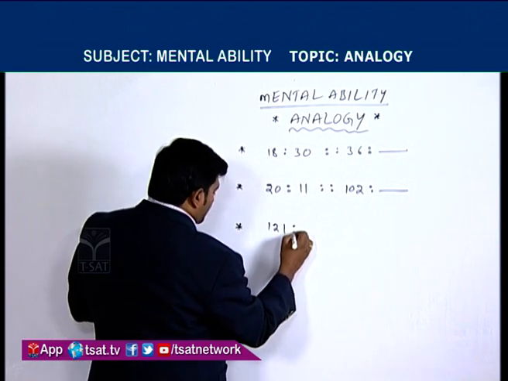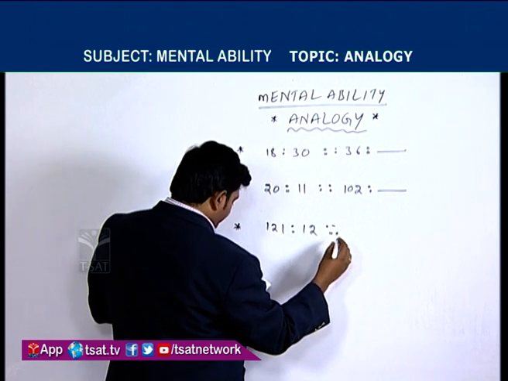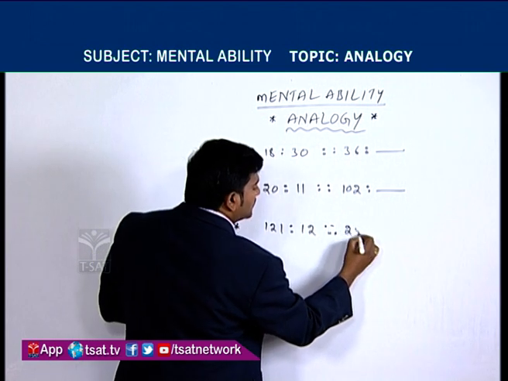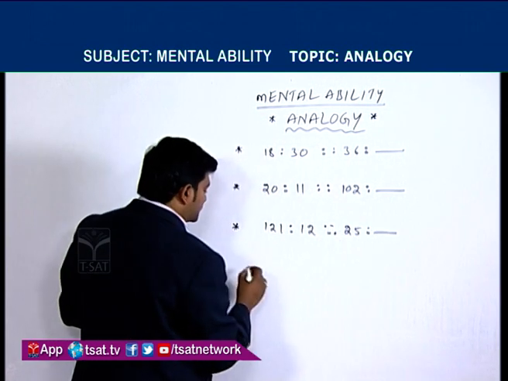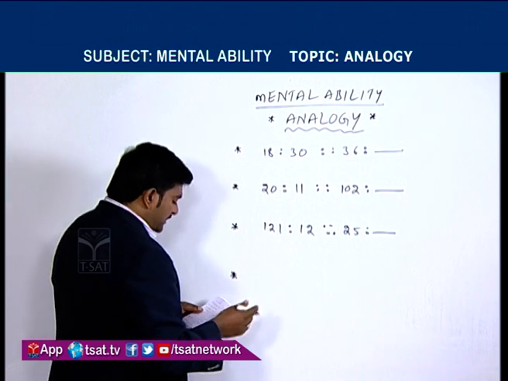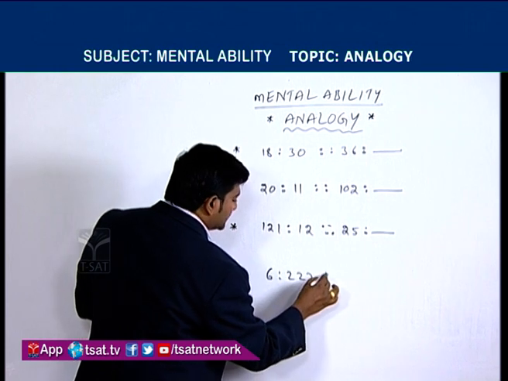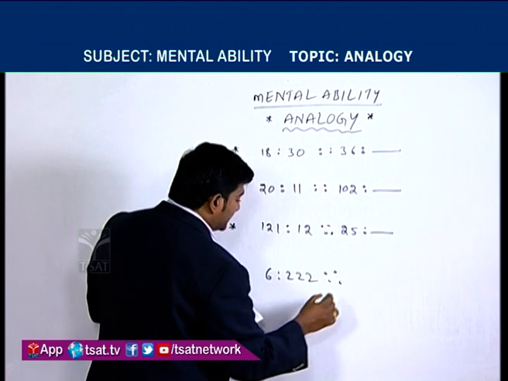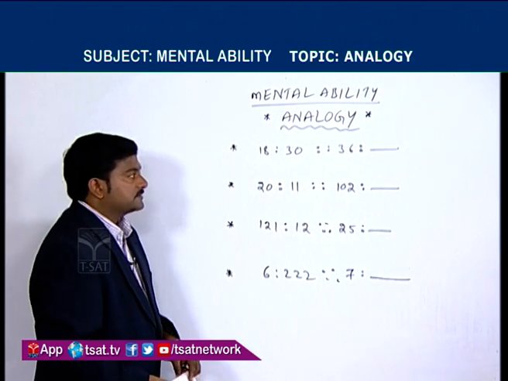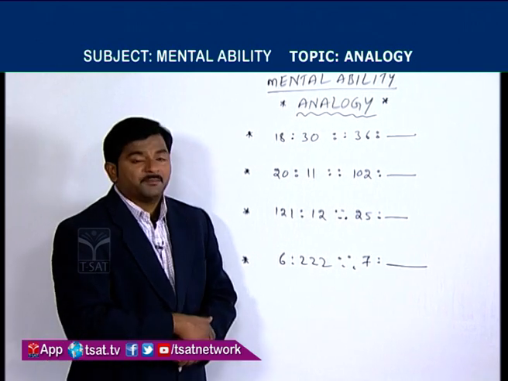Next example, 121:12 is as 25:dash. Okay, so now one more example. This next example is 6:222 is as 7:dash. So these are some of the models in the analogy part, number analogy concept.